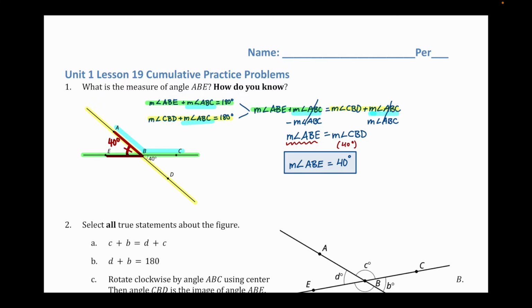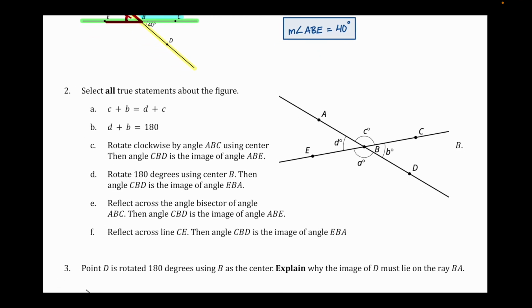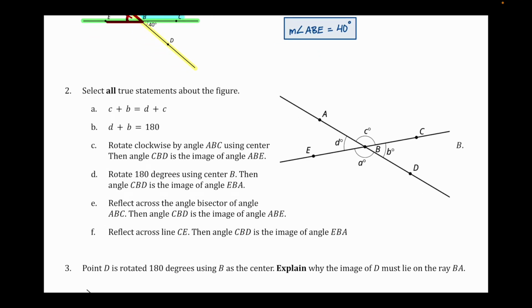Now, that was a long answer, but hopefully it made some sense, especially if you missed part of our lesson on this. Let's look now at question 2. We are going to select all true statements about this figure.